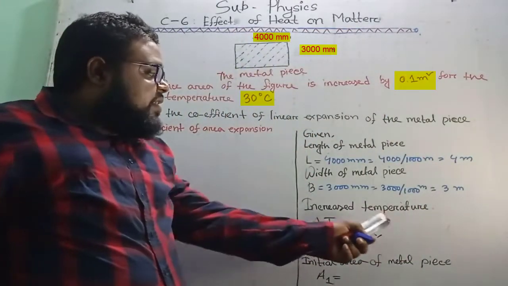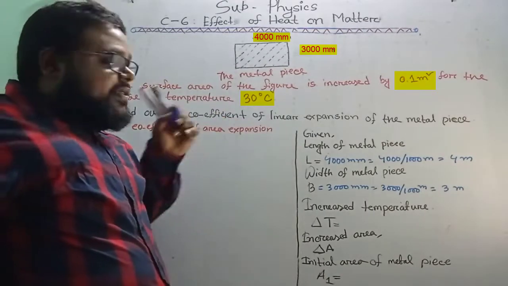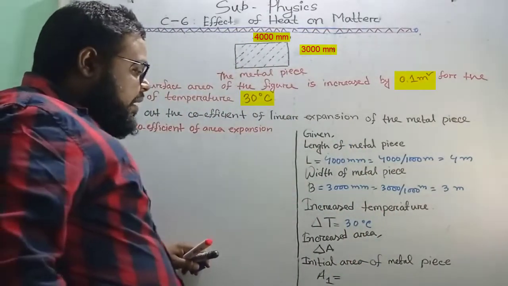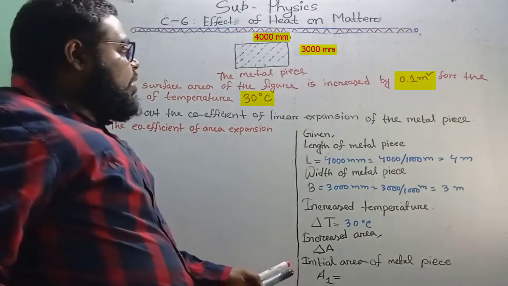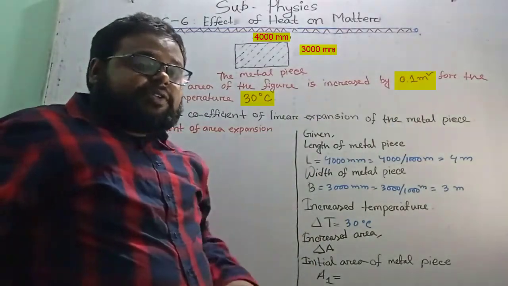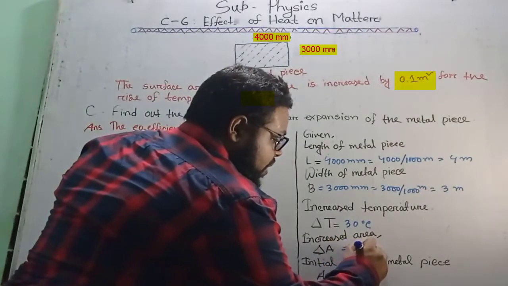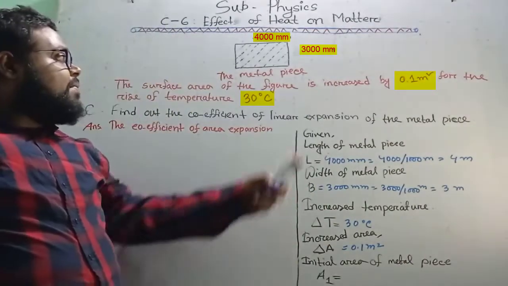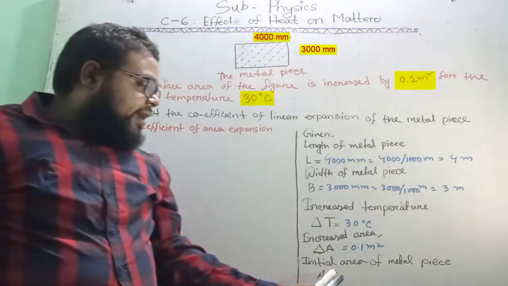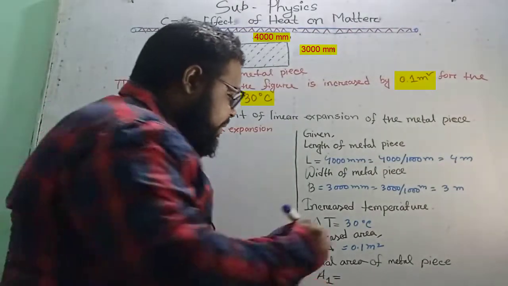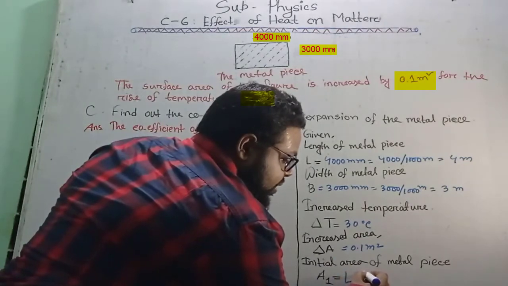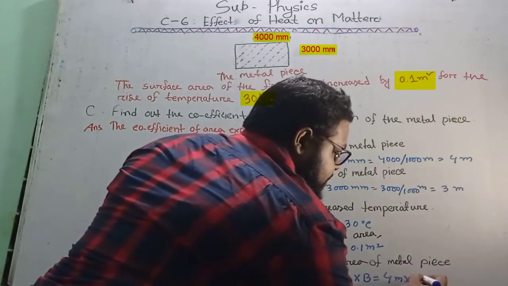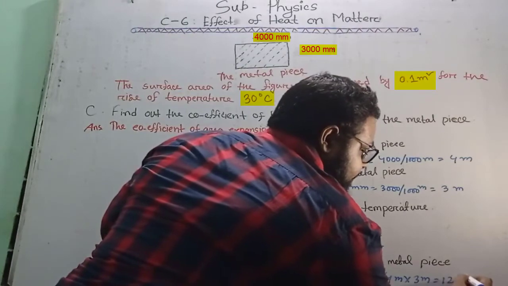Here you can see that the increased temperature is 30 degrees Celsius, and the increased area del A equals 0.1 meter square. And the initial area of the metal piece: if we multiply the length and the width, then we can get the initial area. So we multiply length L equals 4 meter and width equals 3 meter. So the answer will be 12 meter square.